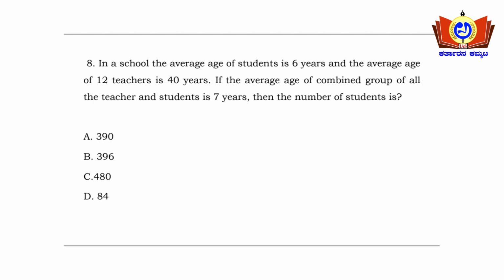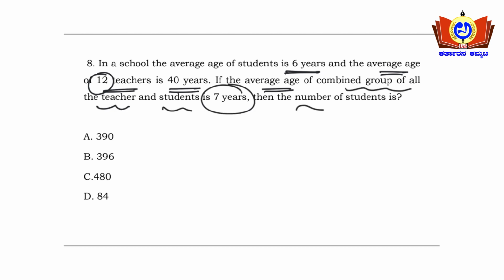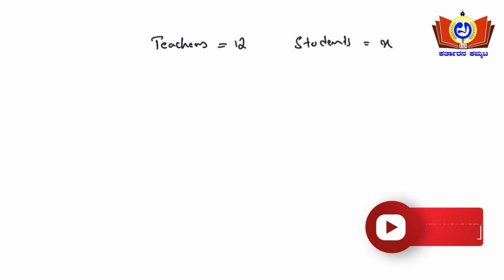In a school, the average age of students is 6 years, and the average age of the 12 teachers is 40 years. Okay, if the average age of the combined group of all the teachers and students is 7 years, then the number of students is, okay, a simple problem. This also you need to write the equation for. In the next page I'll be dealing with this. So how many teachers are there? There are 12 teachers, and students we don't know, we shall take it as X.